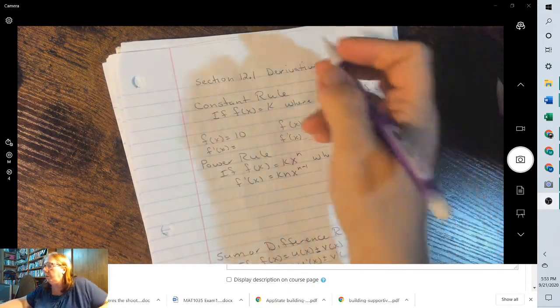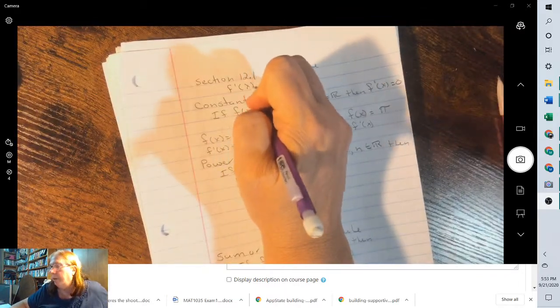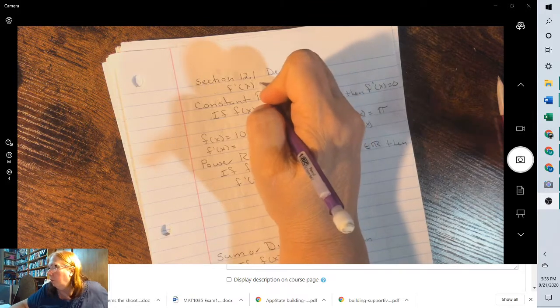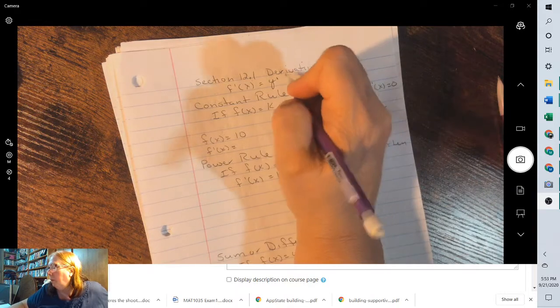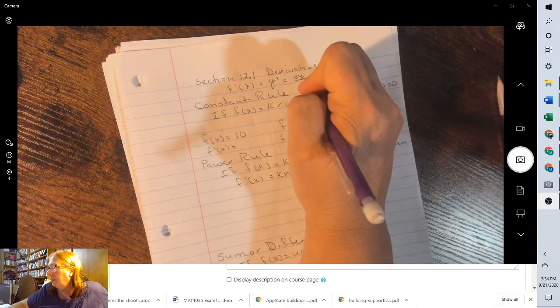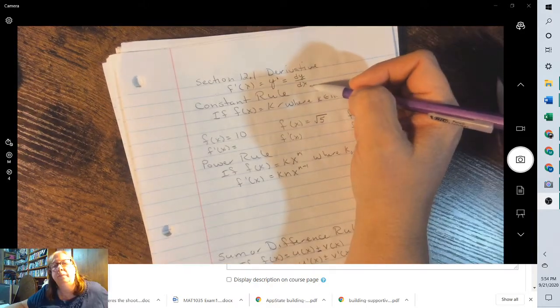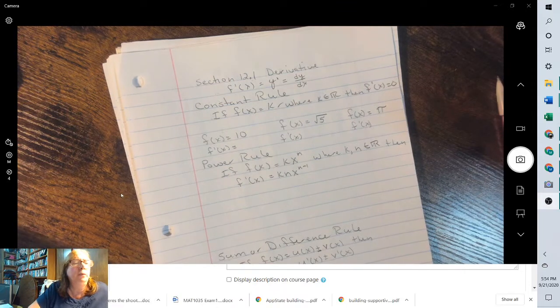Today we're going to cover section 12.1 of derivatives. When we're talking about derivatives, there are different symbols you'll see. Usually f prime of x is what we use, or y prime. Another one we'll use in later chapters is dy dx. It means the derivative of y with respect to x. Those are the main ones we'll see.